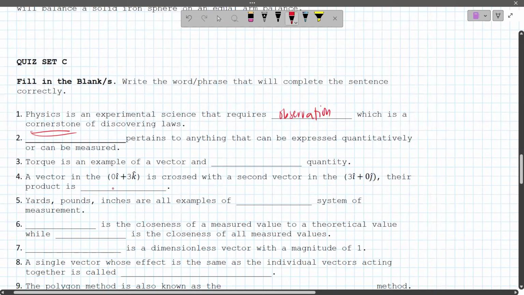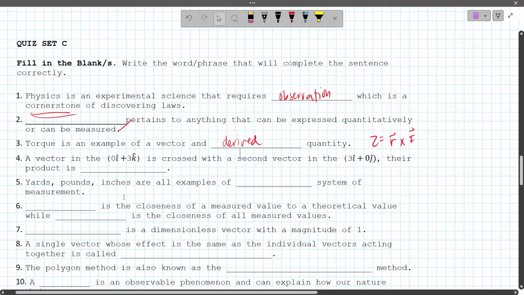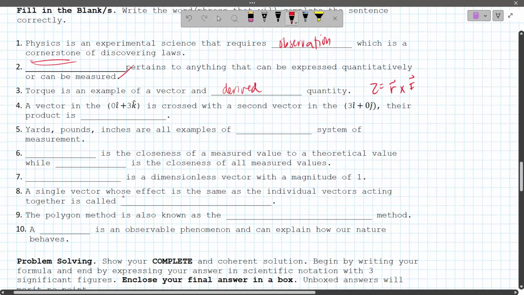Blank pertains to anything. We answered this one. Torque is an example of a vector, and torque is simply R cross F, so this is a derived quantity. We also answered this one already. Number six: blank is the closeness of the measured value to a theoretical value. This is accuracy. The closeness of all measured values is precision. And for the polygon method, this is known as the graphical method or the head to tail method.